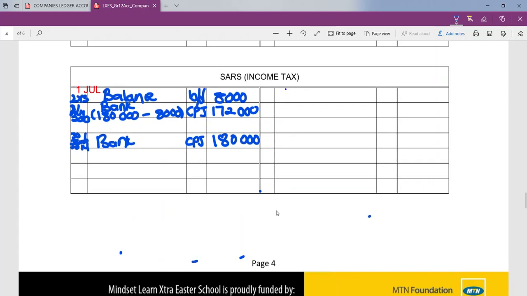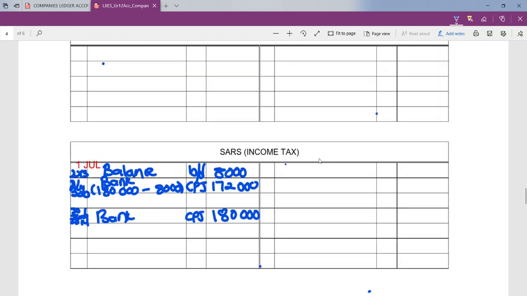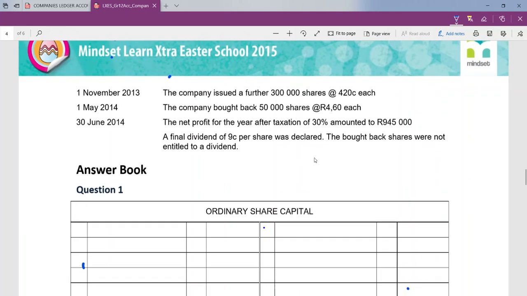You're going to have to do a comparison. Is what they are saying you're supposed to pay more or less than what you have actually paid? And then we'll get that information from the adjustments. Here they're saying that the net profit for the year on the 30th of June 2014, after taxation, amounted to 945,000. Because they're saying that the net profit after taxation of 30%, it means that net profit after tax is 70%.